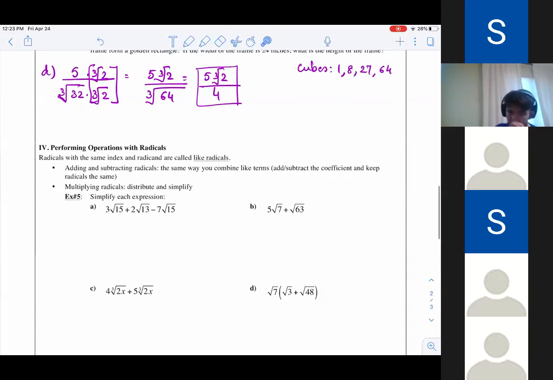Okay, next question is, one more. Let's try one more. 4 divided by square root of 3.